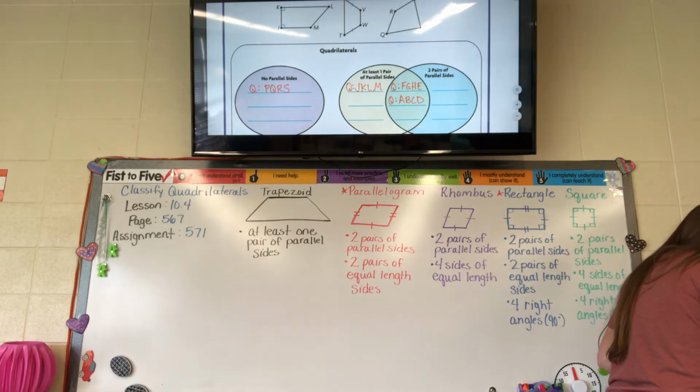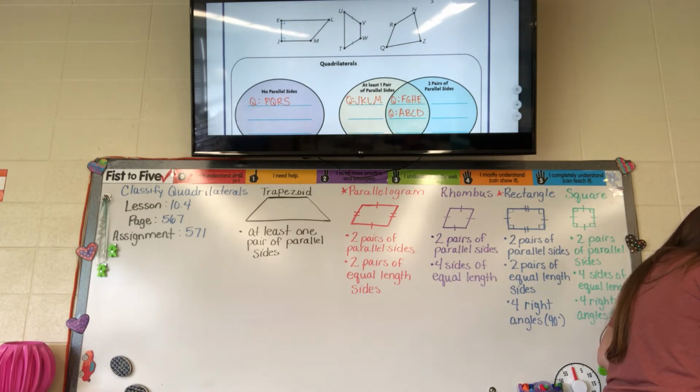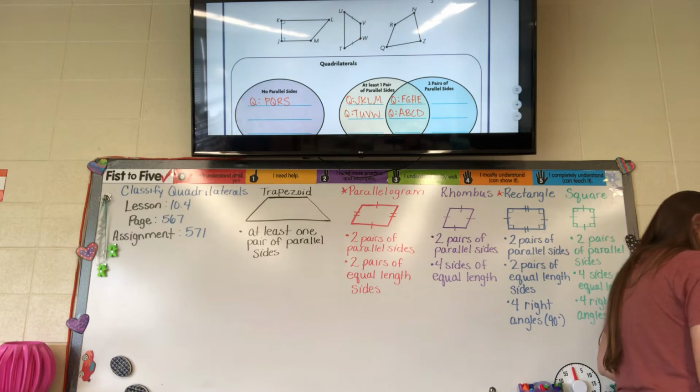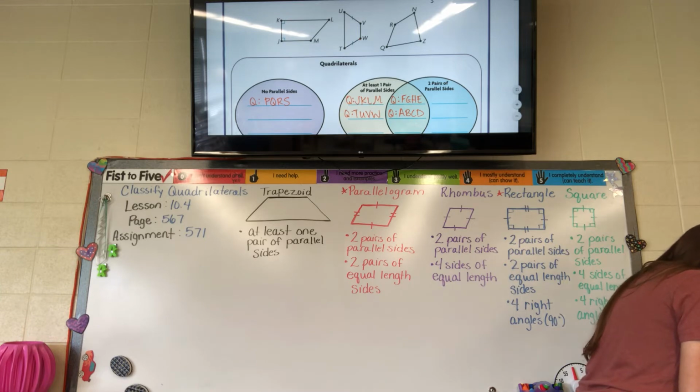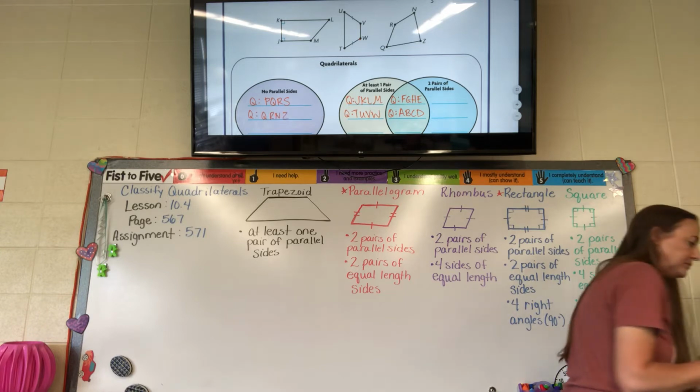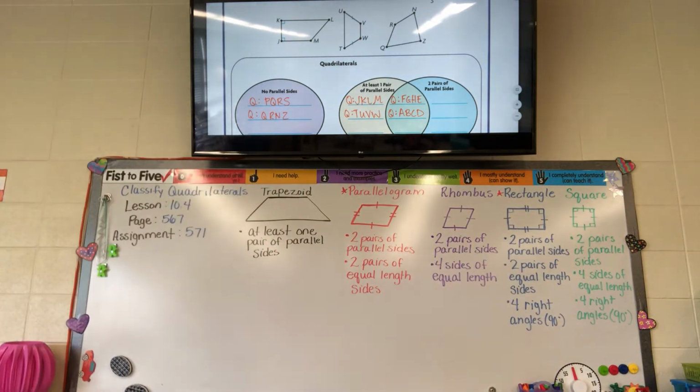And then, let's see, TUVW has 1 pair of parallel sides only because it's a trapezoid. So quadrilateral TUVW. And then the last one has no parallel sides. So it is quadrilateral QRNZ. Okay, you guys get all of those?